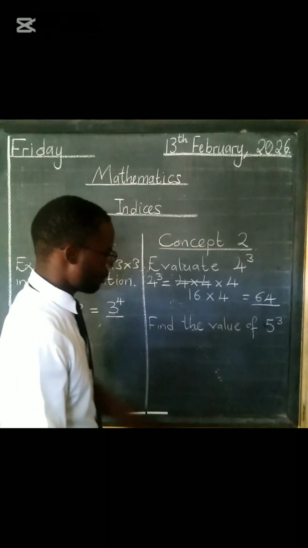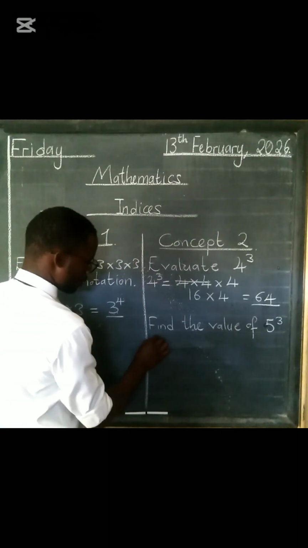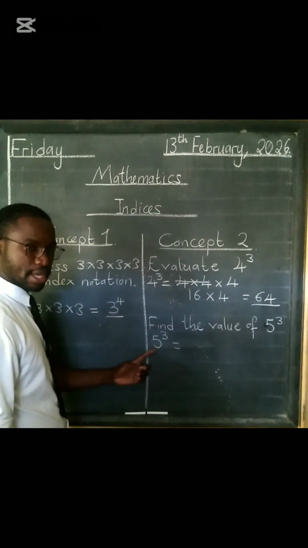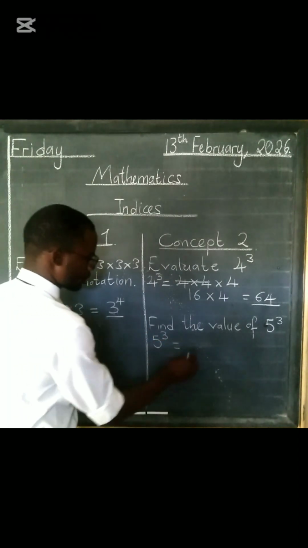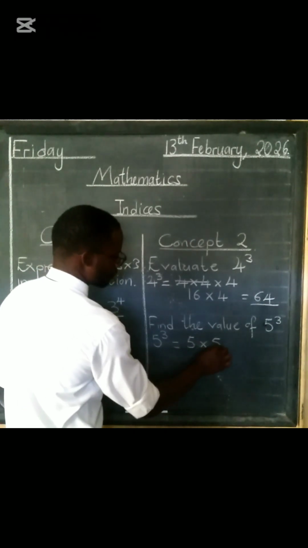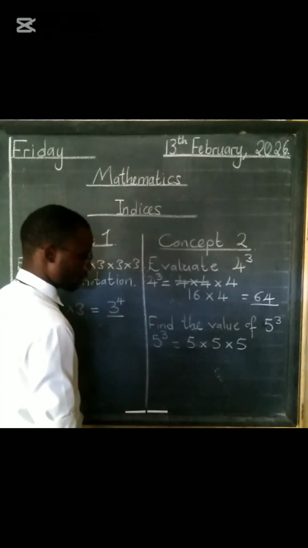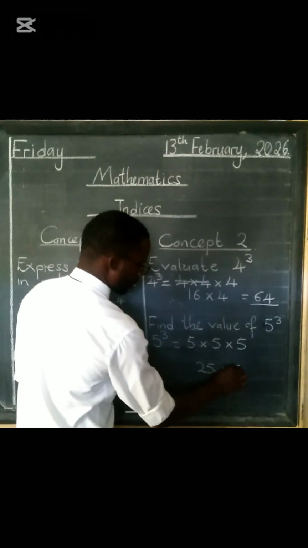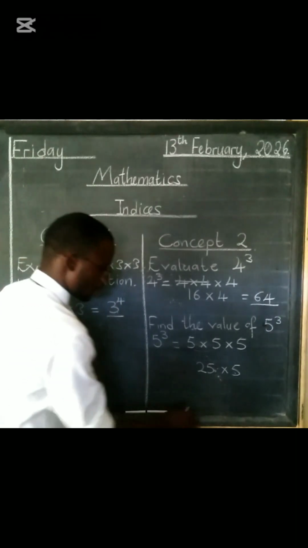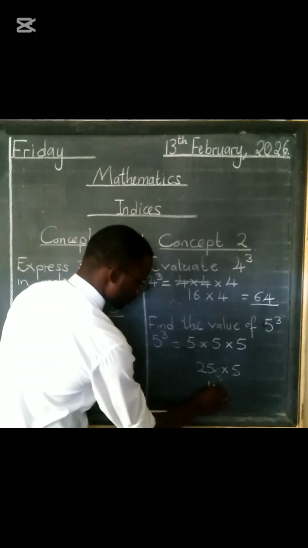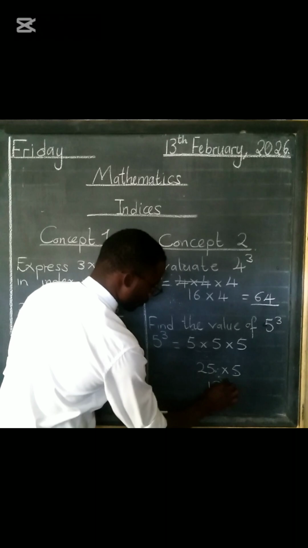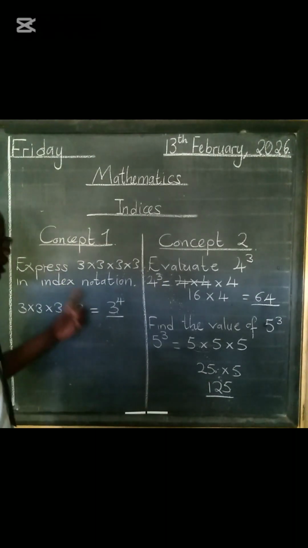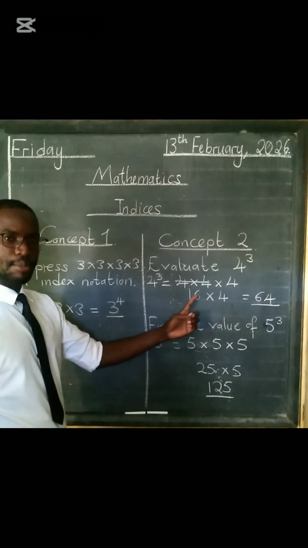Find the value of 5 to the power 3. We are doing the same thing here. So 5 to the power 3 is equal to the base coming 3 times: 5 times 5 times 5. 5 times 5 is 25, times 5. 5 times 25 is 125. Just like that, you have managed to find the answer. So this is concept number 1, this is concept number 2.